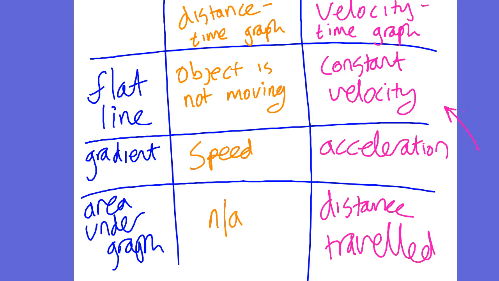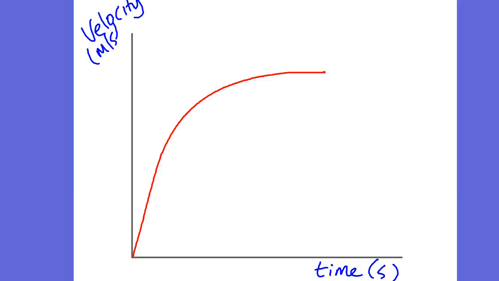Okay, so we've got to think about what the shape is going to tell us about the motion. Okay, so here we have a velocity time graph of an object which is falling. Could be a skydiver, could be a rock, could be whatever, it doesn't really matter. All we know is the object is falling and we want to see what's happening to its velocity.